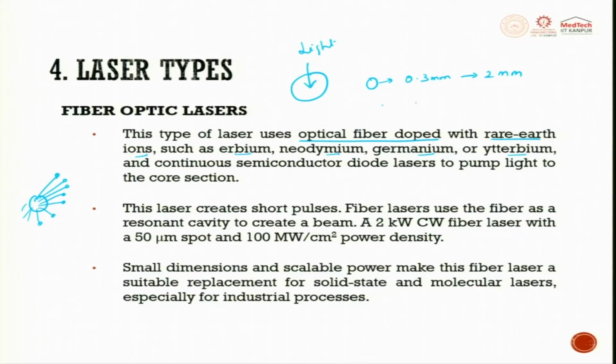So, what you saw as a long longitudinal cable for CO2 and transfers, here you use a fiber itself as a resonant cavity. A 2 kilowatt continuous fiber laser with 50 micron spot with 100 megawatt per centimeter square power density can be achieved. So, look at it. This is also now gaining importance in additive manufacturing. Small dimensions and scalable power make this laser a suitable replacement for solid state and molecular laser.